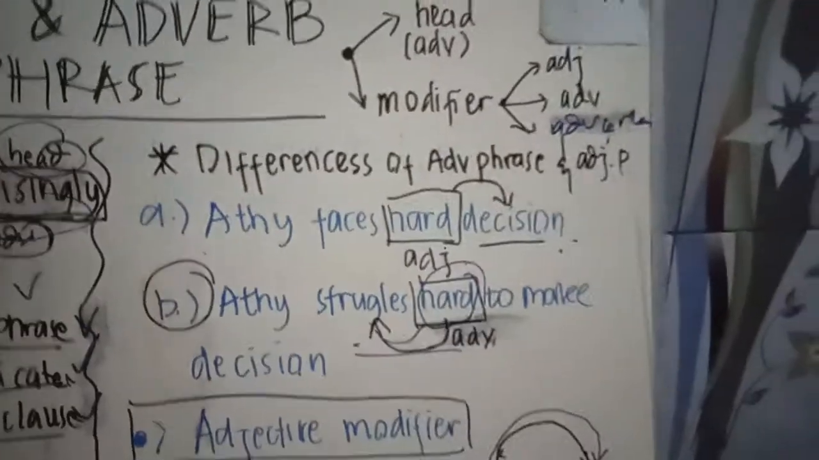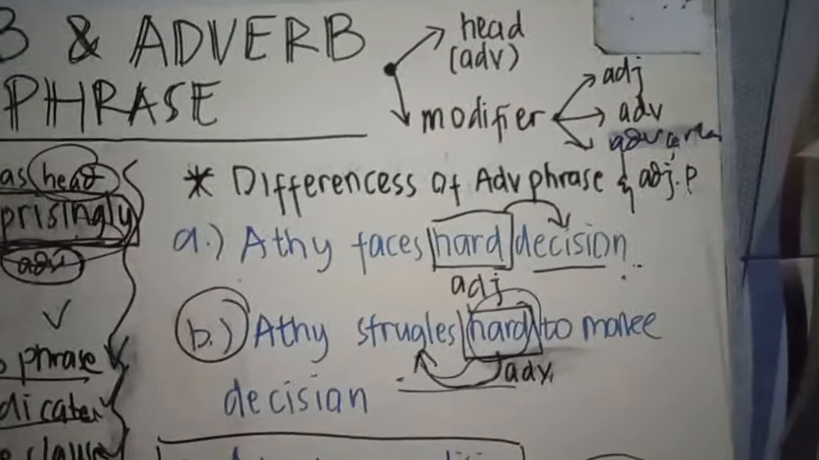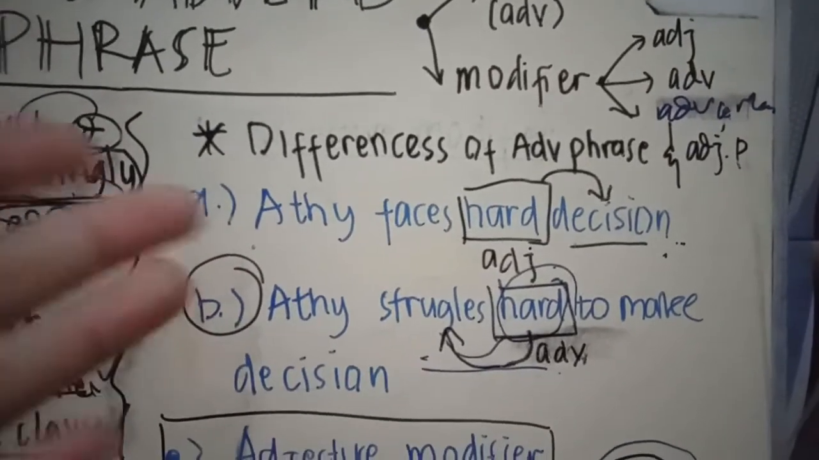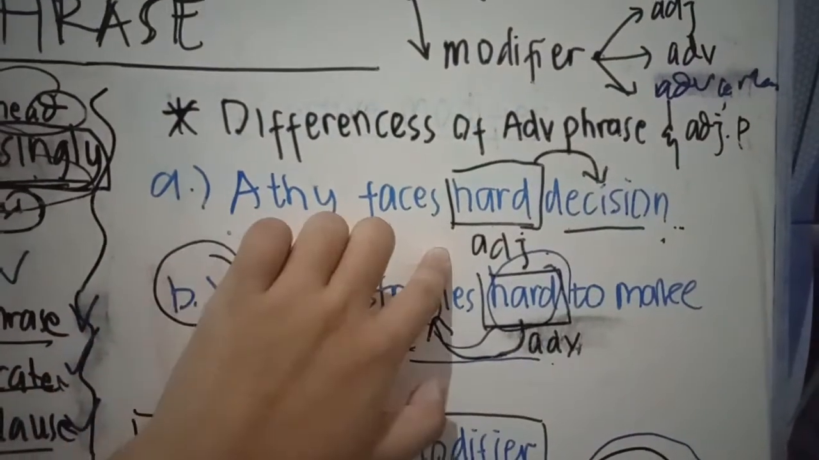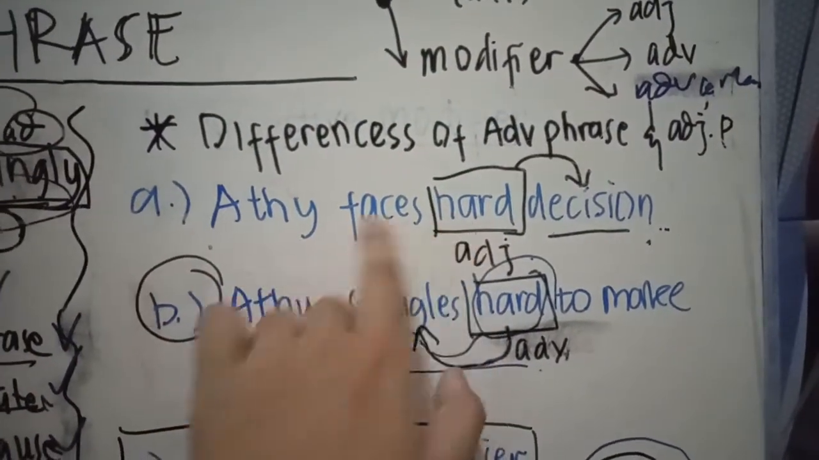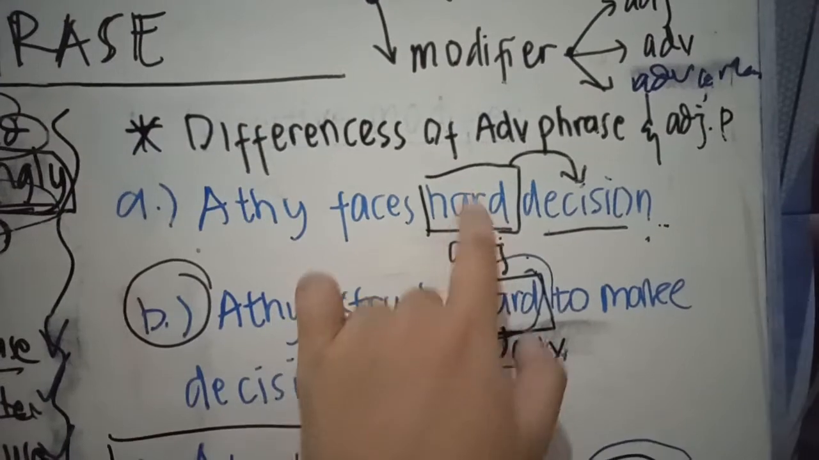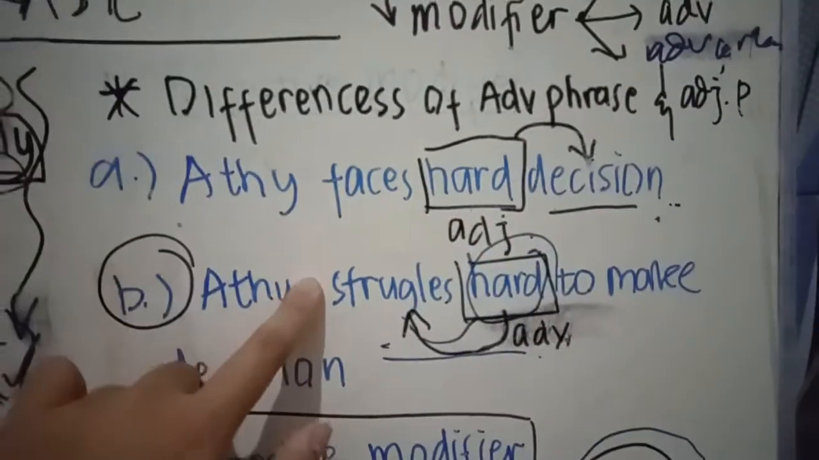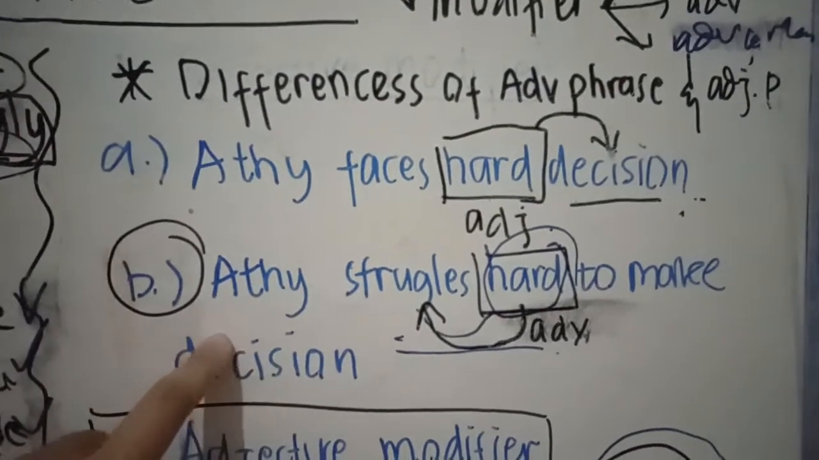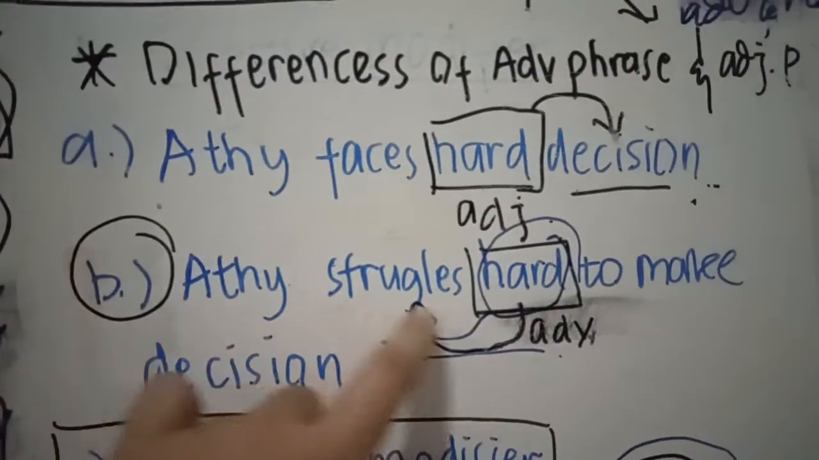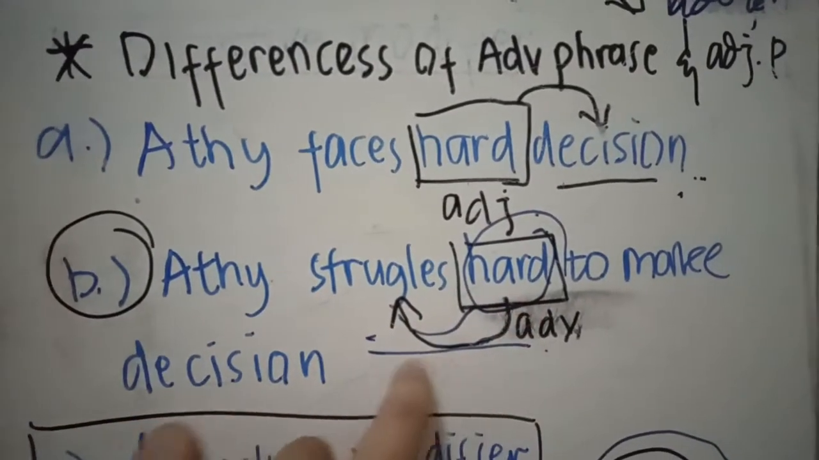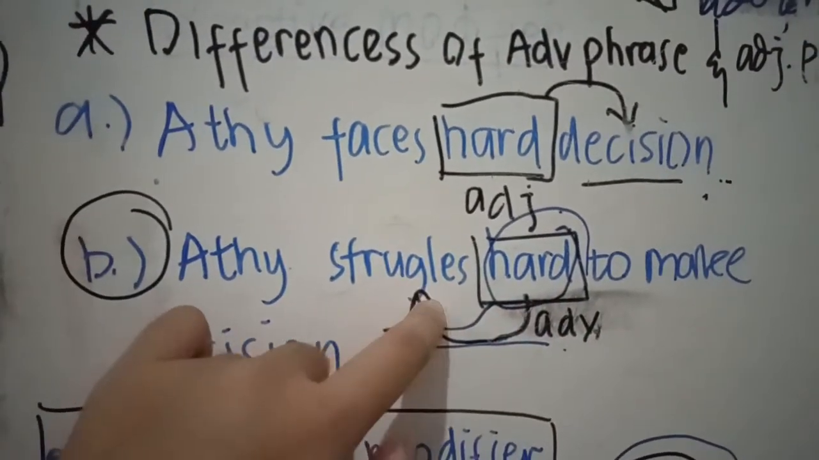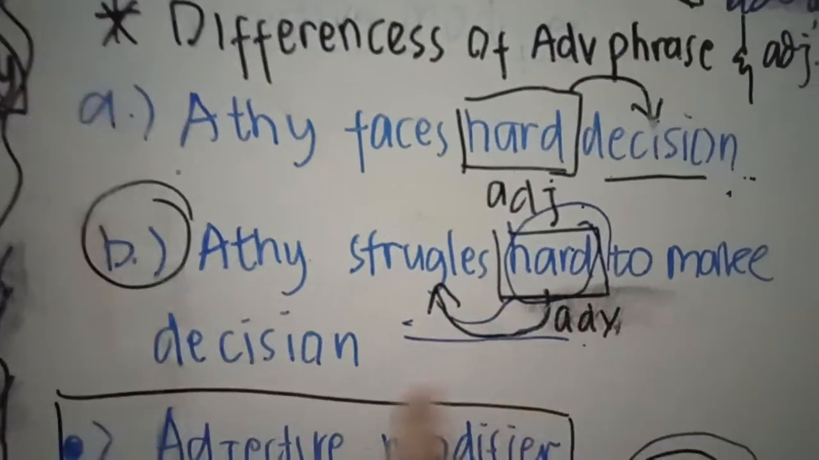Next, the differences between adverb phrase and adjective phrase. Can you see these two sentences are explaining different words? Hard here in the first sentence is explaining the decision. What is hard? The decision that Ati faces. Next, in the second sentence, Ati struggles hard to make the decision. What is hard in here? The struggles of Ati to make the decision.